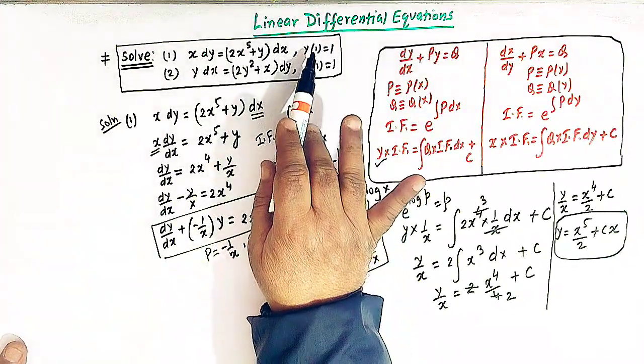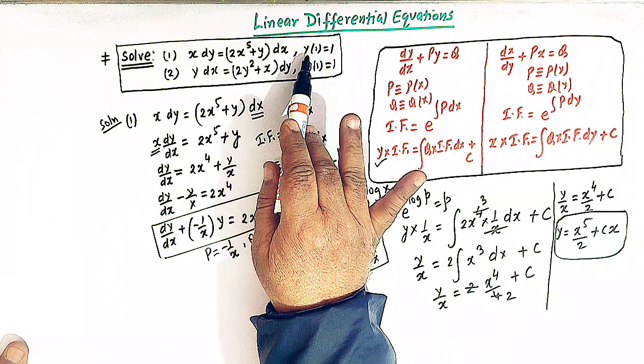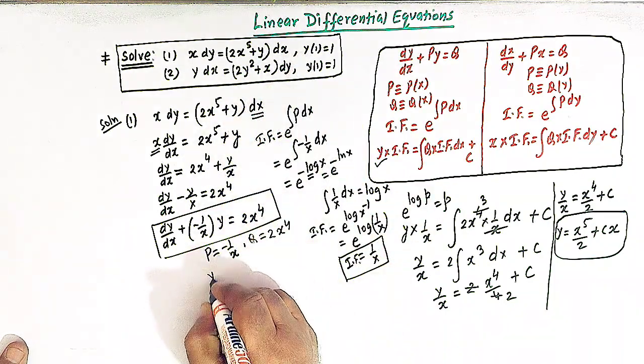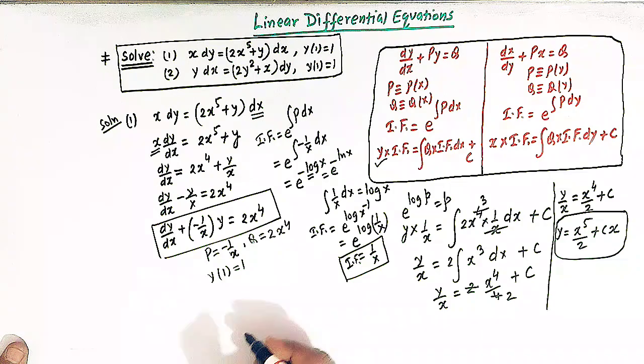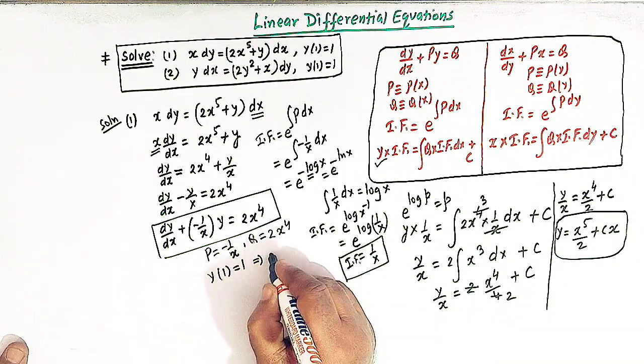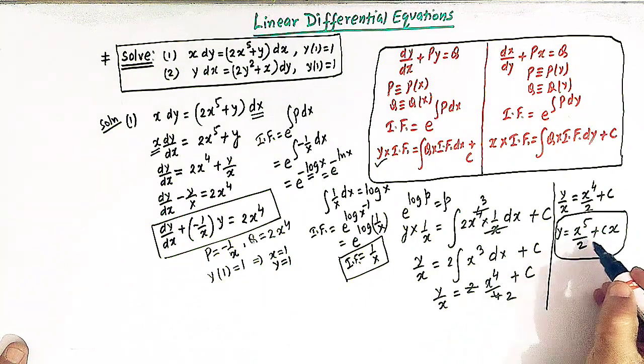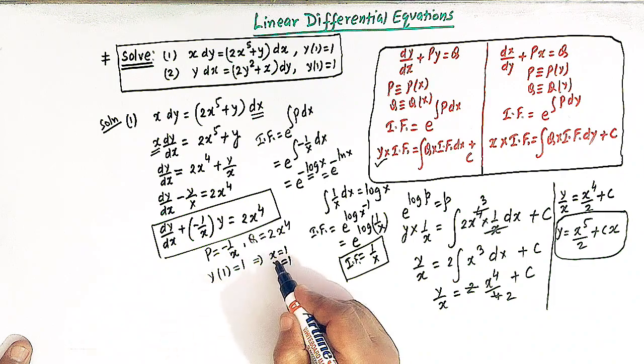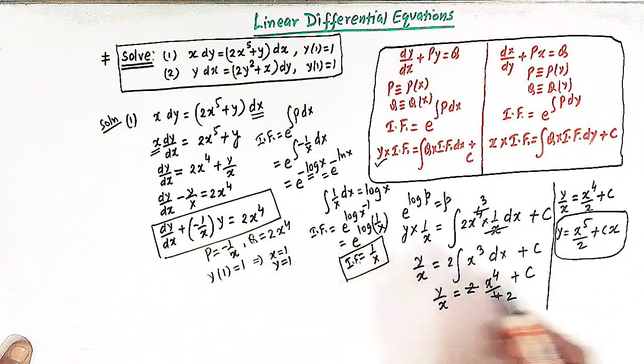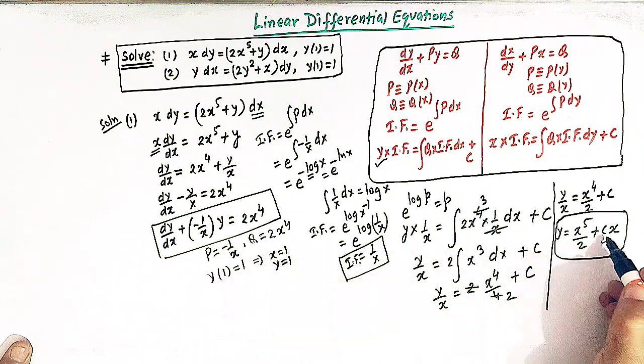So now here we have the initial value condition. We have y of 1 is equal to 1. So it implies that when x is equal to 1, y is equal to 1. So we can find out the constant of integration by taking x is equal to 1 and y is equal to 1 in this solution, right?